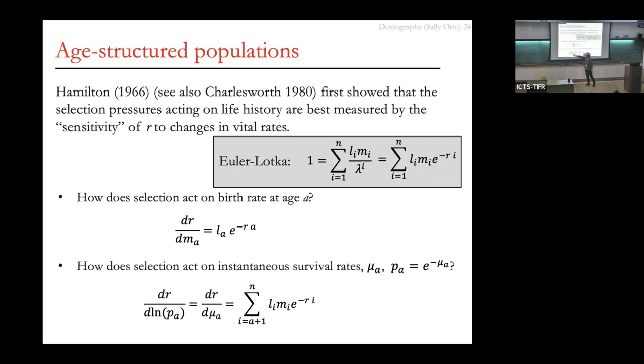You might go, what happened to the PA itself? But because we're taking the log of it, that PA disappears from this equation. And we just have the lifetime survival to age I times MI times e to the minus RI. So now we're ready for some implications.